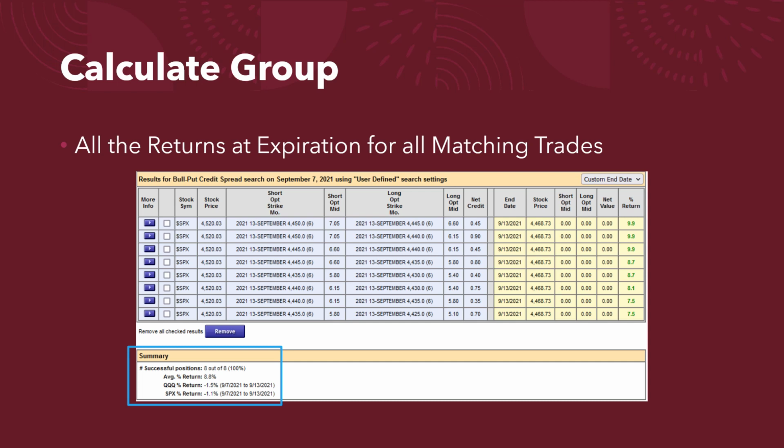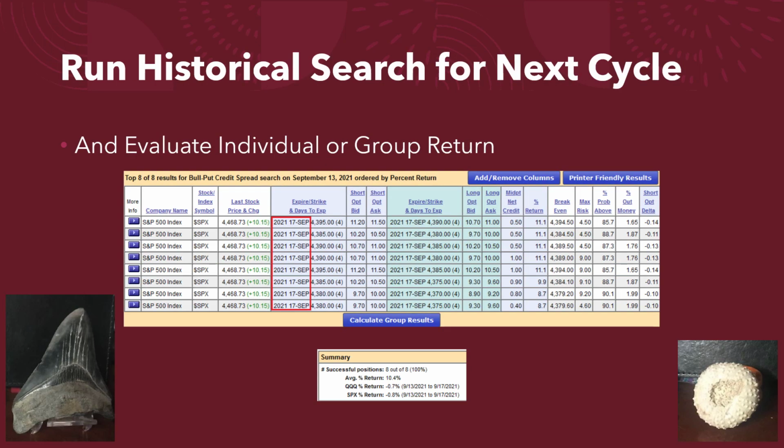During that same time period, QQQ was down 1.5%, and during that same time period from 9/7 to 9/13, SPX was actually down 1.1%, but with our higher probabilities, all 8 positions would have expired worthless. Now, after that's done, we just go back into the search and we go to the next cycle to run the historical search for the next expiration series.